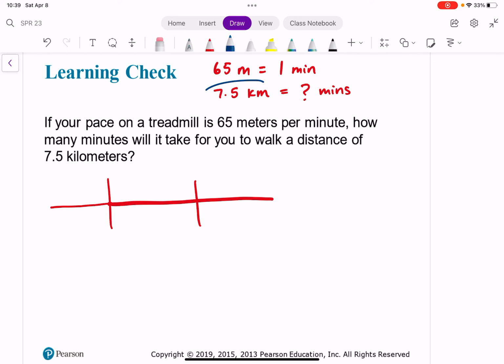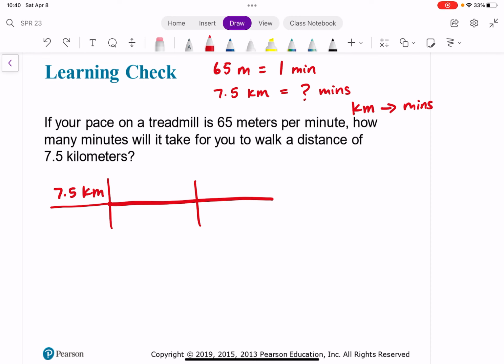Yeah, if you answered 7.5 kilometers, you'd be correct. And let me show you why. The reason I'm starting out with that is that my goal is to figure out how many minutes. So the way that this is going to work is we've got to go from kilometers to what? Minutes would be my ultimate goal. Do I have a conversion factor between kilometers and minutes?